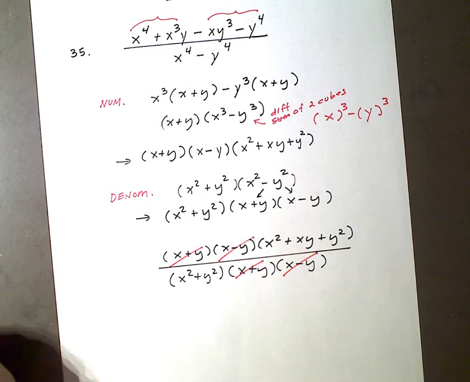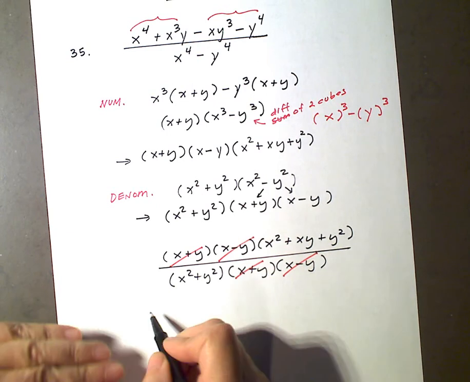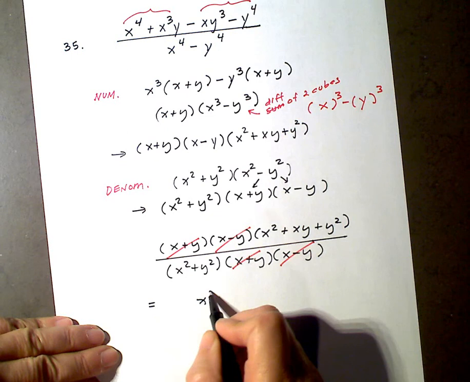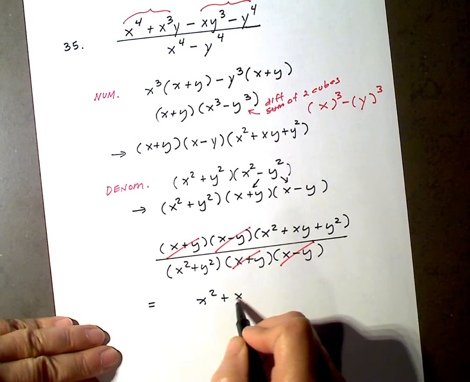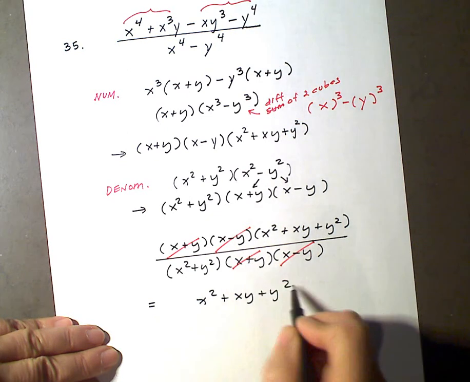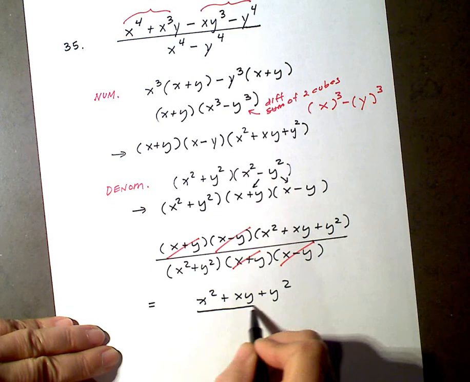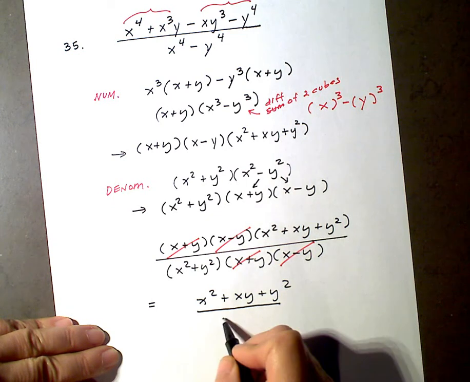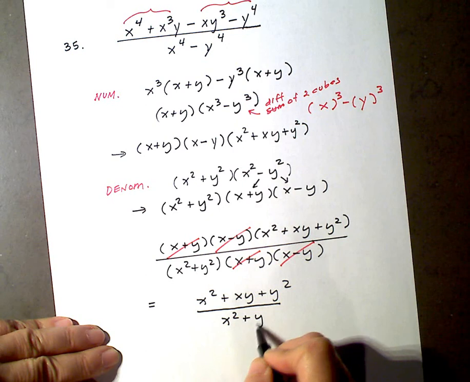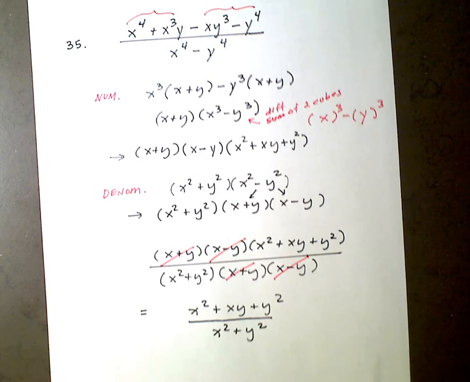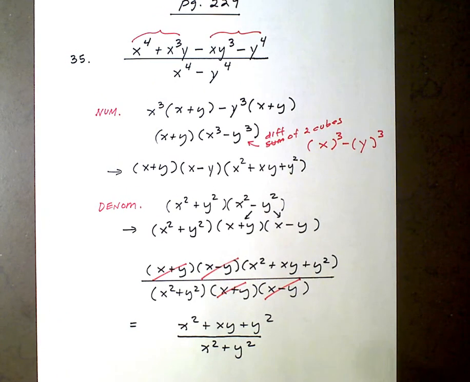So the final answer that we're left with is simplified as can be. It's x squared plus xy plus y squared in the numerator, all over x squared plus y squared. So that's page 229, number 35, and that is a good problem. It's got a lot in it. That's it.